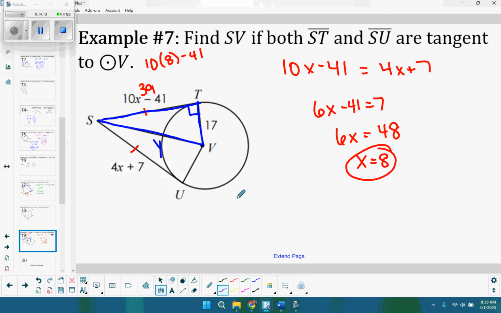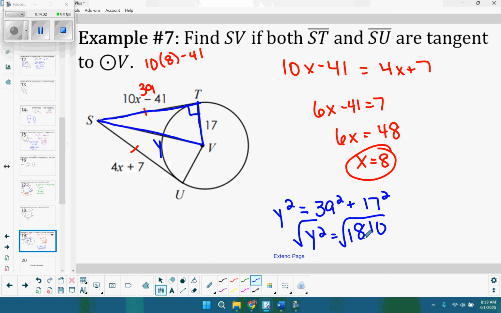So I can do Pythagorean theorem to say y squared equals 39 squared plus 17 squared. So that's going to be y squared equals 1810. And when I take the square root of both sides, instead of writing y, I'm going to write SV now. So SV was equal to 42.5. And that is the end of section 10.1.